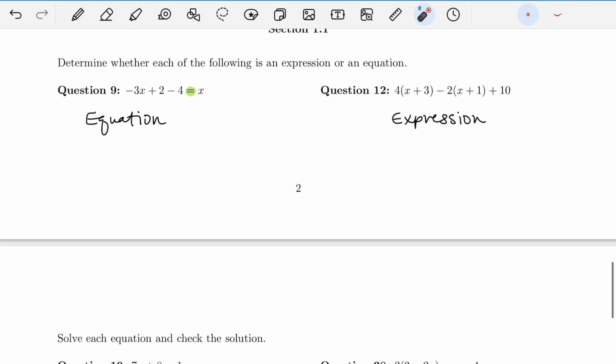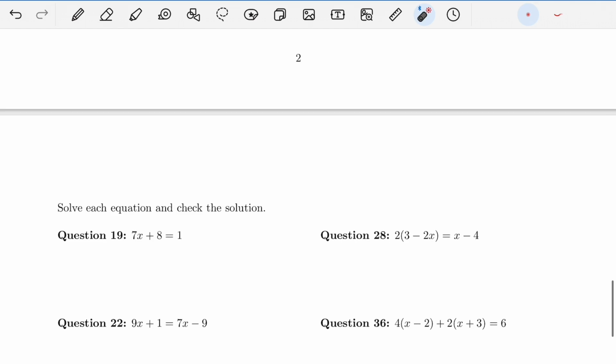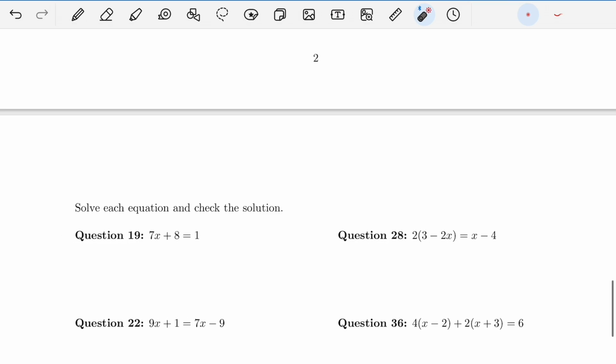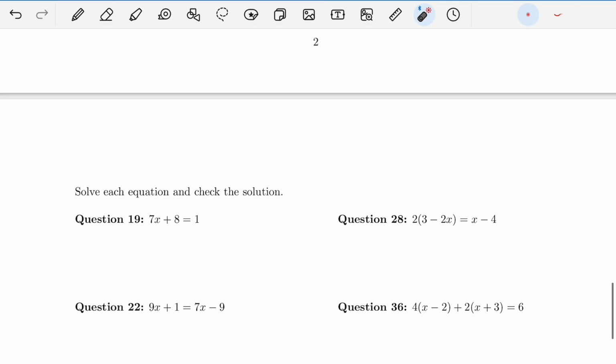Now let's move on to these questions here. In this case, what we want to do is solve each equation and check the solution. It looks like I did not give myself enough room to check the solution, but we will attempt to do that for at least one of these. So we're going to start with solving this equation here for question 19.